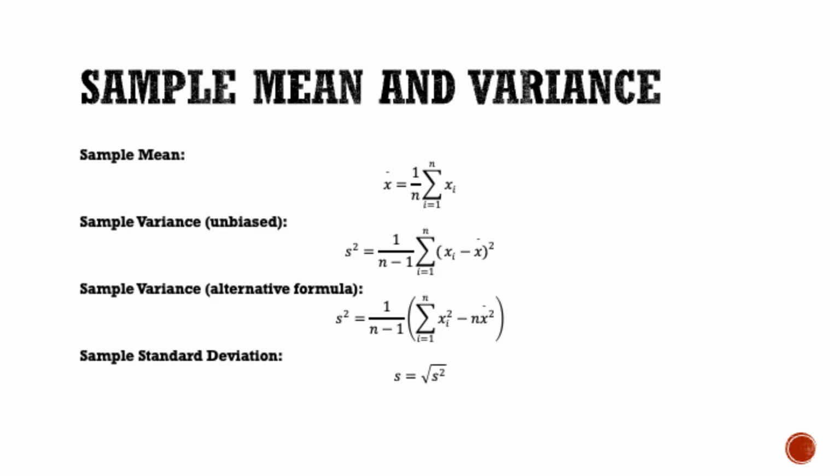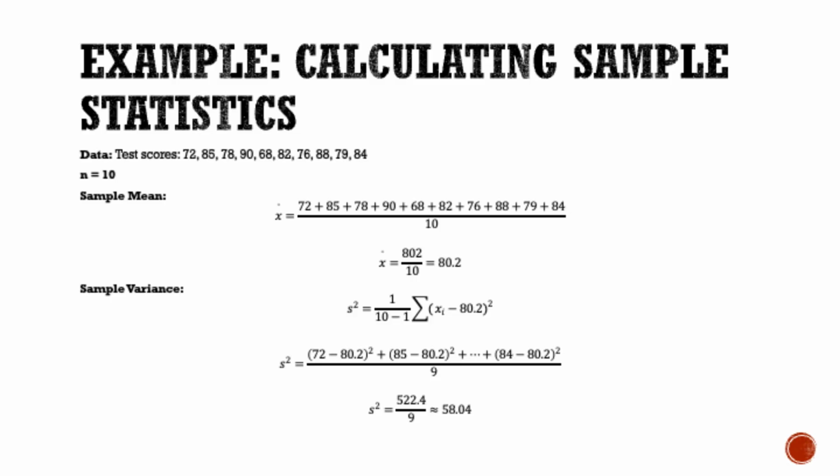The alternative formula for variance uses the sum of squared values minus n times the mean squared, which is often computationally easier. The sample standard deviation is simply the square root of the variance. It's in the original units, making it easier to interpret. Let's work through a complete example.